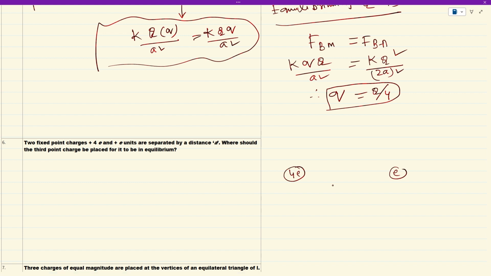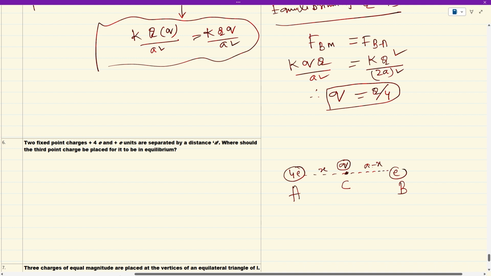If it is a positive charge, you keep it here, then for equilibrium, everyone is experiencing repelling force only, which is not possible. So here also the charge has to be placed somewhere in between these two. This is A, this is B, you are keeping it at C. The third charge is not given, let us assume q. This distance be x. Then what about this distance? It will be a minus x.